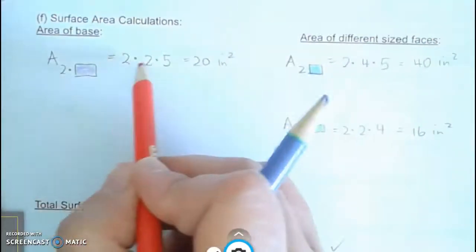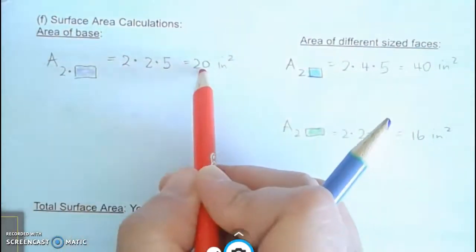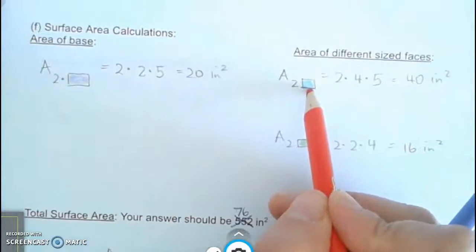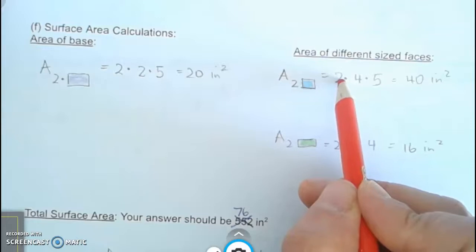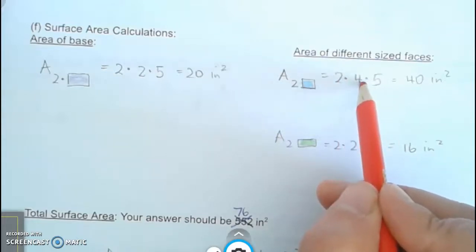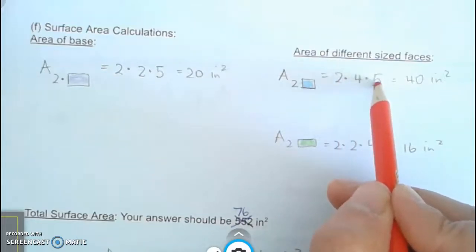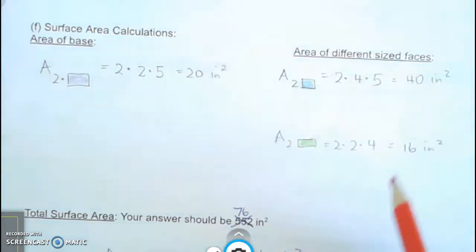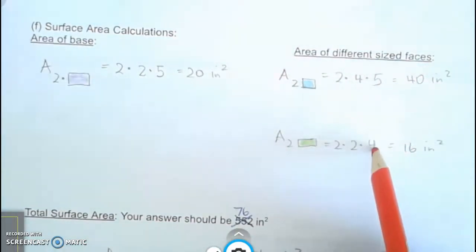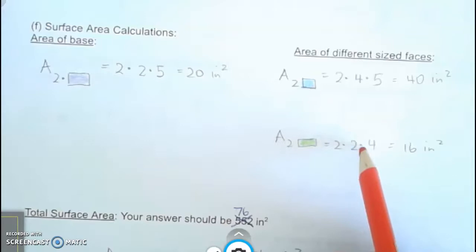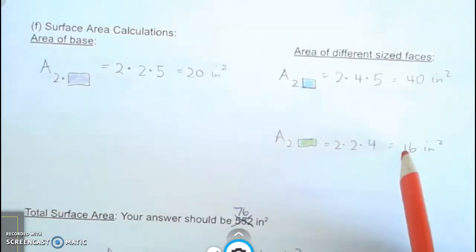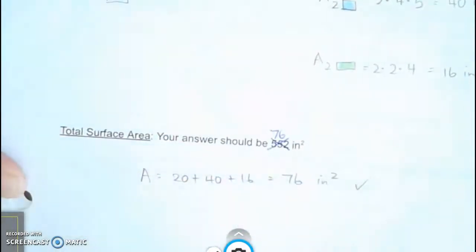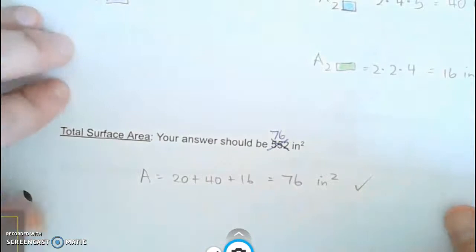So for the purple, 2 times 2 times 5 is 20 inches squared. For the blue, the 2 comes from the fact that there are 2 of them, and each rectangle was 4 times 5, so that's going to be 40 inches squared. And then 2 times 2 times 4, because the area of the rectangle is 2 times 4, and there are 2 of those rectangles, so I'm multiplying that by 2, so 16. Then for the total surface area, I am going to add them all up, and I get 76 inches squared.